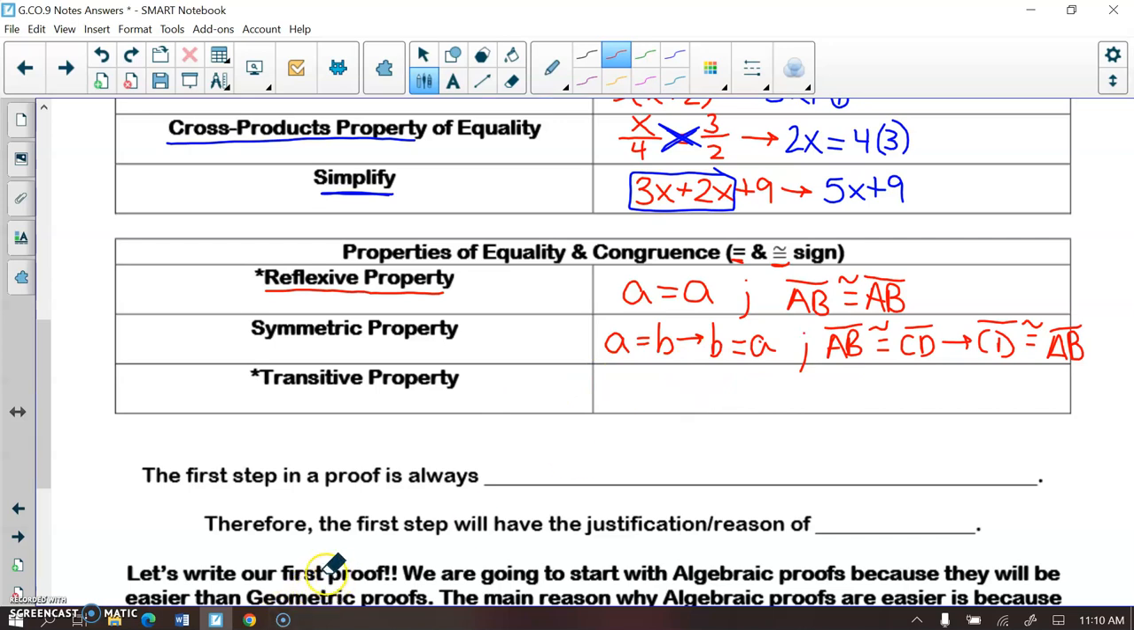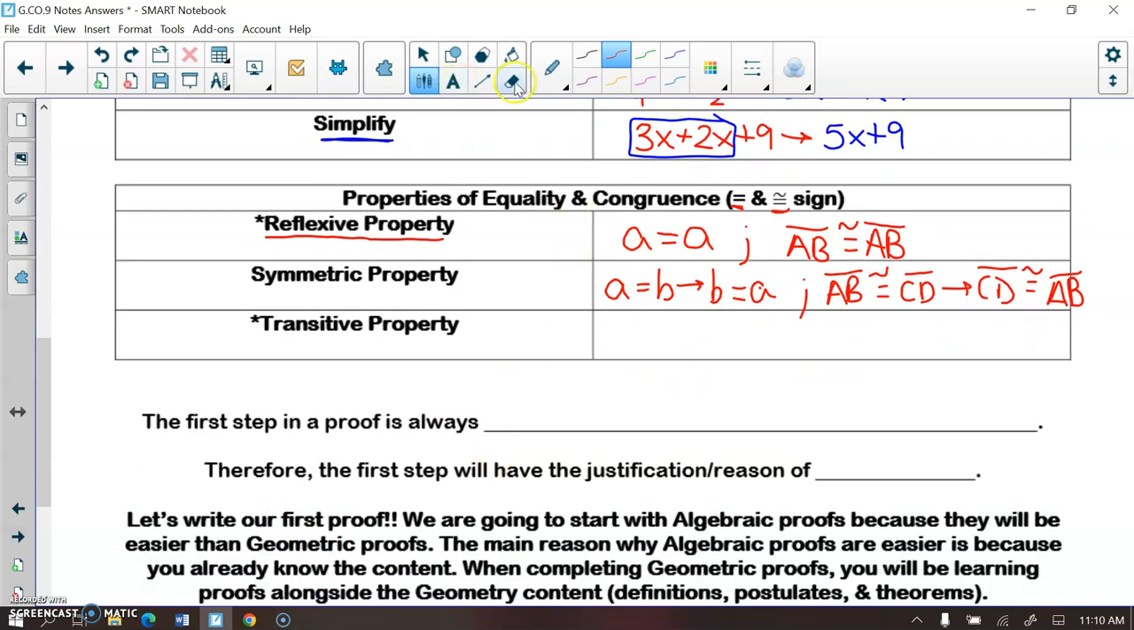A transitive property, this is going to be one that we use quite a bit, and also it's going to be one that you may have some issues with. So please make sure that you understand this one. Basically, the transitive property states that if I have A equal to B and A equal to C, since A is equal to both B and C, then I can conclude that B is equal to C. That's the transitive property of equality.